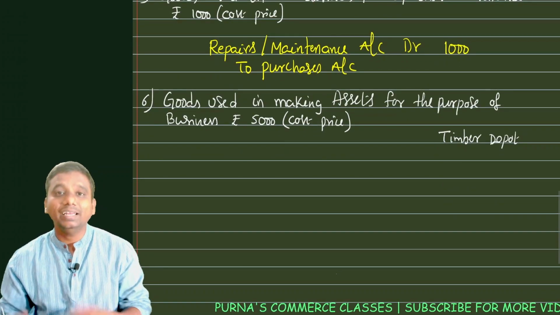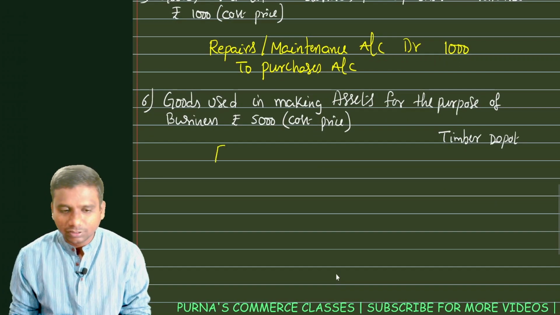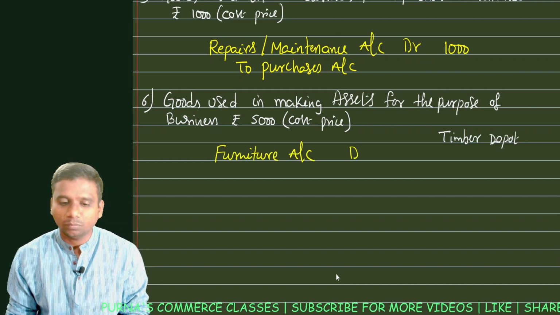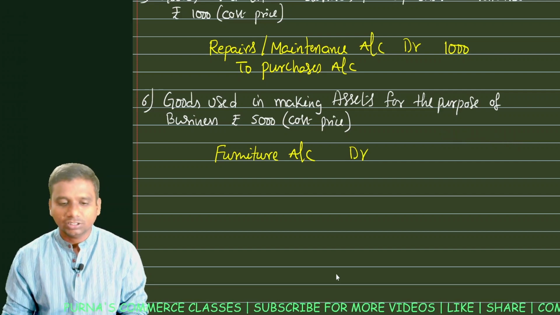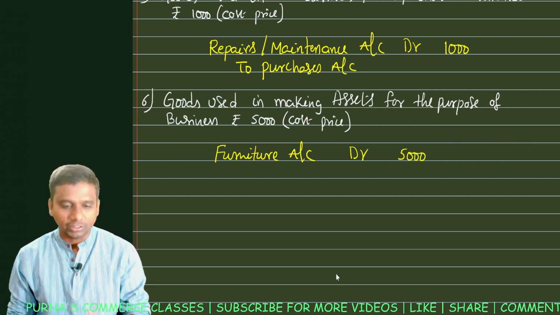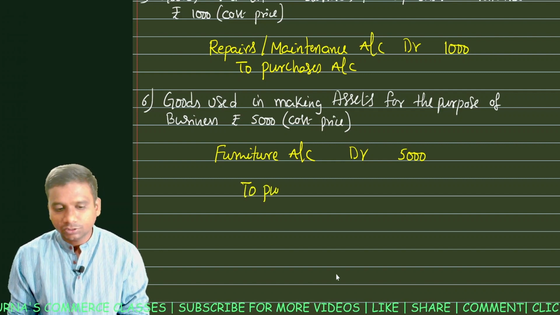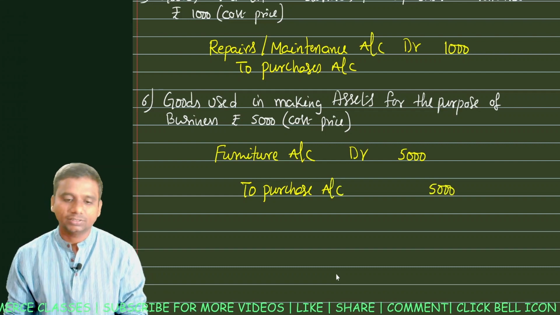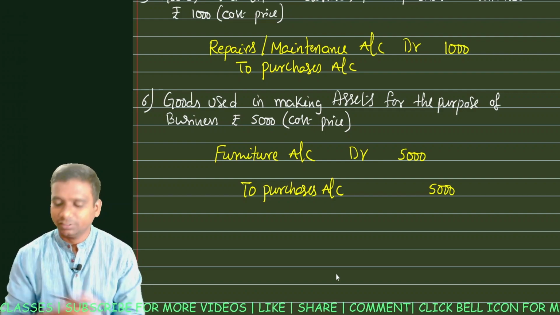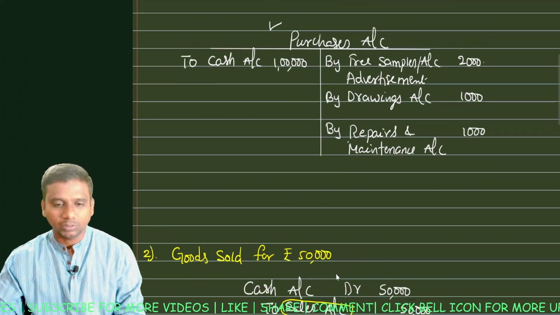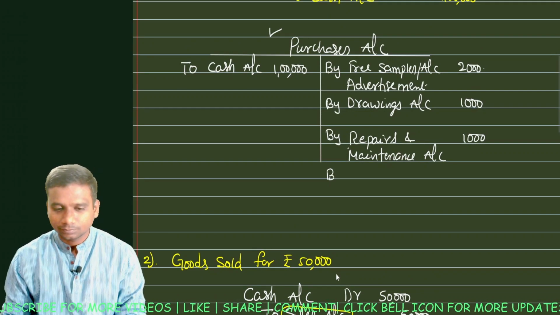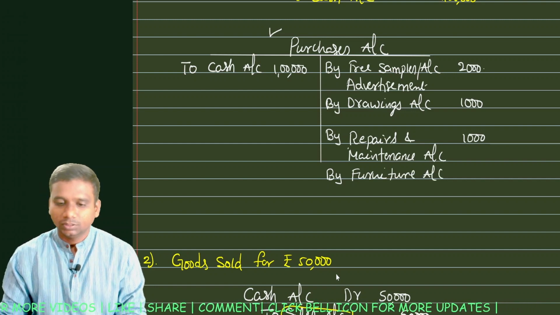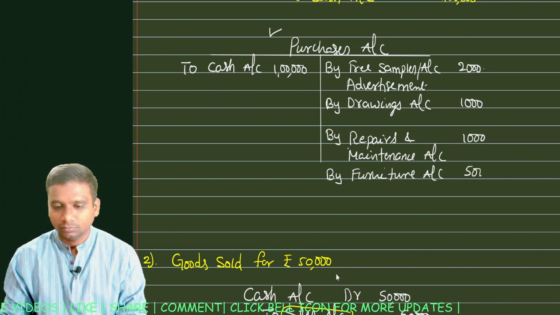In that case, what is the entry we record? See, furniture is an asset for us. This timber we used in manufacturing or making furniture. So furniture account to debit, how much amount used? 5000. Because of this our purchase cost of goods gets decreased. So to purchases 5000. That's it. Now post this into purchases account. By furniture account. Yes or no? How much? 5000.